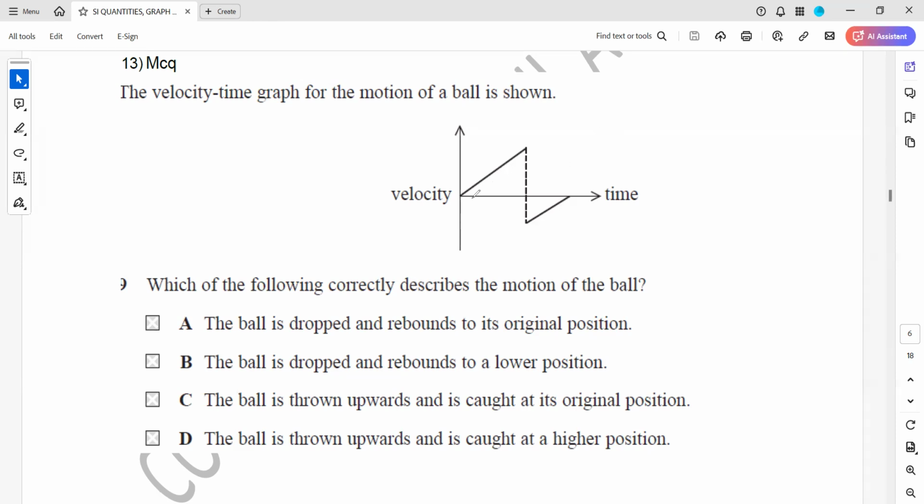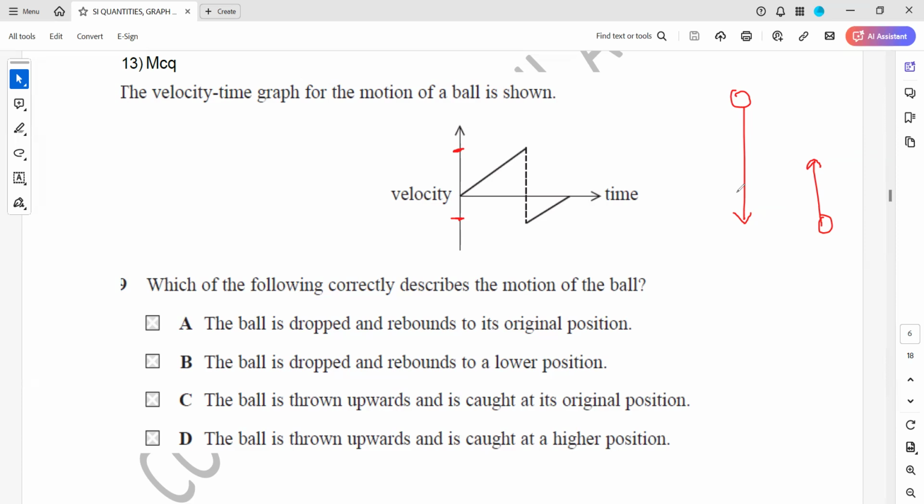First thing, the ball speed is increasing. Okay, so it means the ball is being dropped. That's why the ball speed is increasing. Then the ball bounced back, but you can see the speed at which it hits is higher than the speed at which it bounced back. So what does this give indication of? It is an indication that the ball will not return back to the same position.